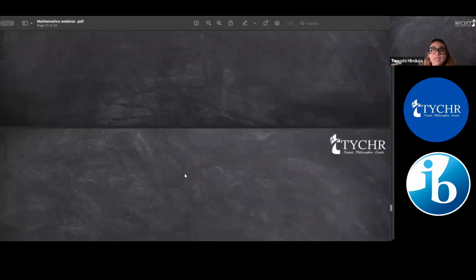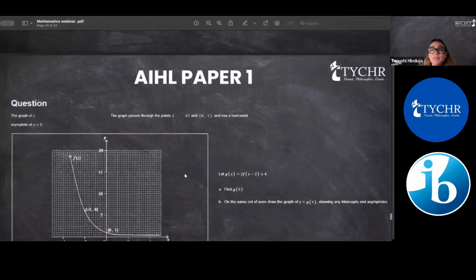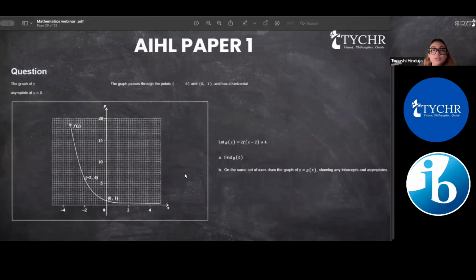Next, we have a question from AIHL paper 1. Okay, so they've given us a graph already. They've given that the graph passes through certain points, which are minus 2, comma 6 and 0, comma 1. They've also given us the equation of another function g, which is a transformation of f. We have to find g of 0.